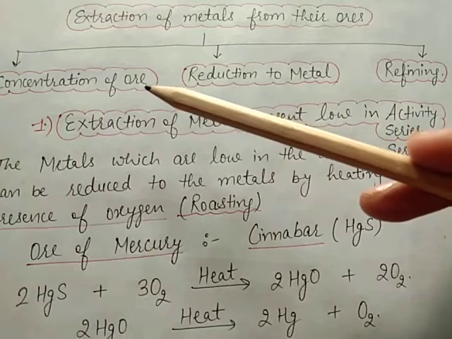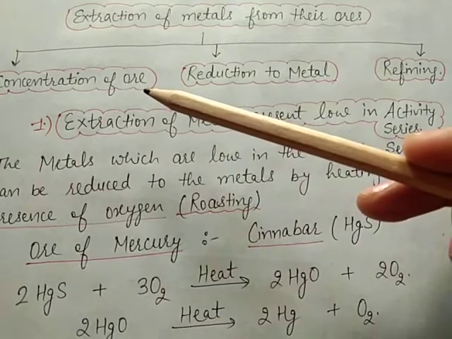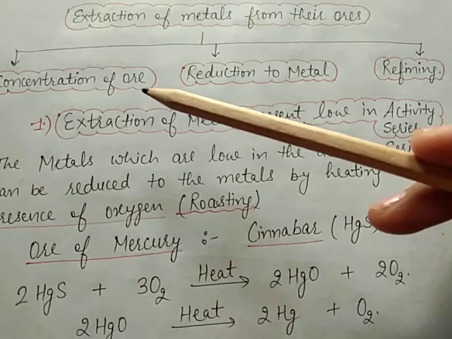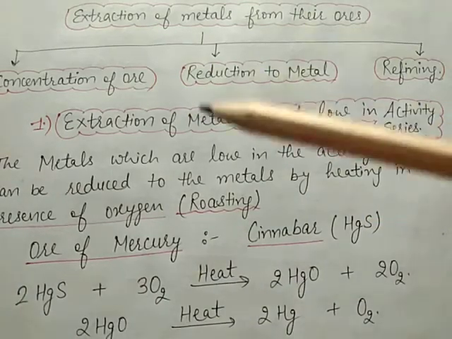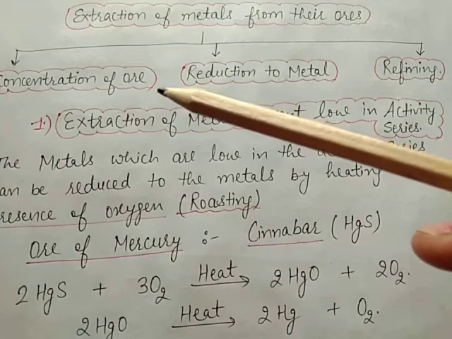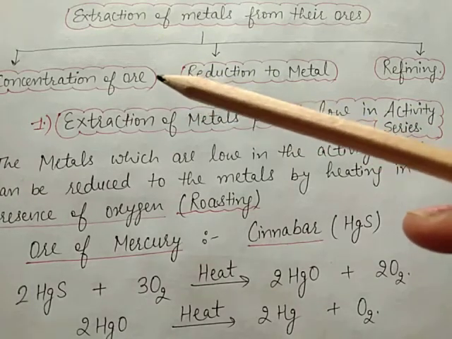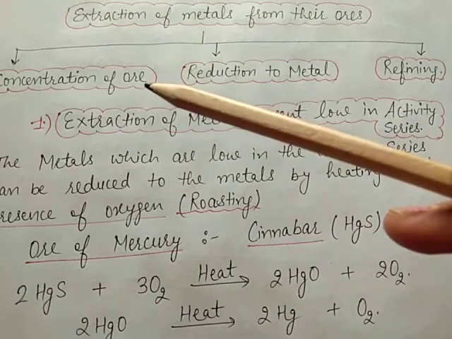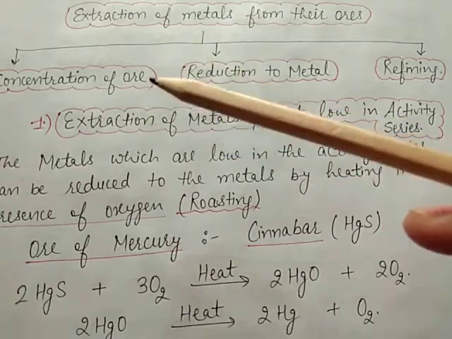It can be done by various methods like hand picking, gravity separation method, froth flotation method, magnetic separation methods. All these methods are used to concentrate the ores.